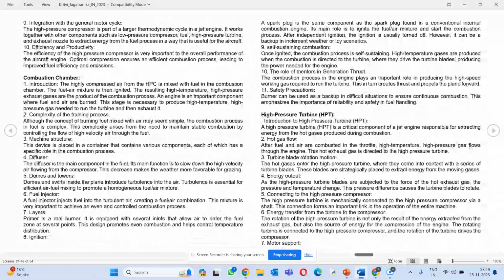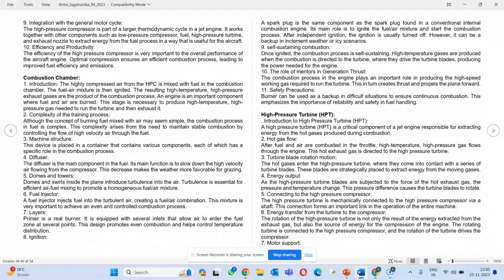Now, the combustion chamber. Once the air has been compressed in the high pressure compressor, it enters the combustion chamber where the fuel is introduced. The mixture of the air and the fuel is ignited, creating a high pressure environment. The fuel is injected into the combustion chamber in a carefully controlled manner. The ratio of air to fuel, known as the air fuel ratio, is crucial for effective combustion. This controlled combustion generates a stream of hot gases, propelling the engine into action.